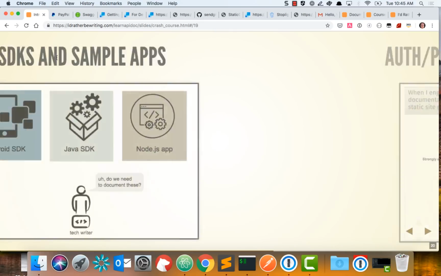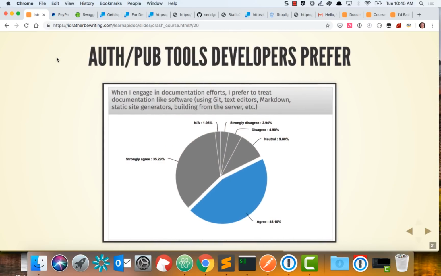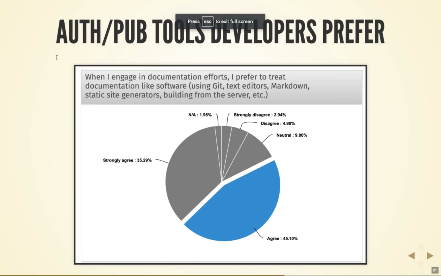All right, we talked briefly about tools, and I decided to query about 100 developers who work with docs what sort of tools they prefer, and I asked them their agreement to this question. When I engage in documentation efforts, I prefer to treat documentation like software, using Git, text editors, Markdown, static site generators, building from the server, etc. And about 45% agree, 35% strongly agree. This has really become the predominant way that they prefer to work.